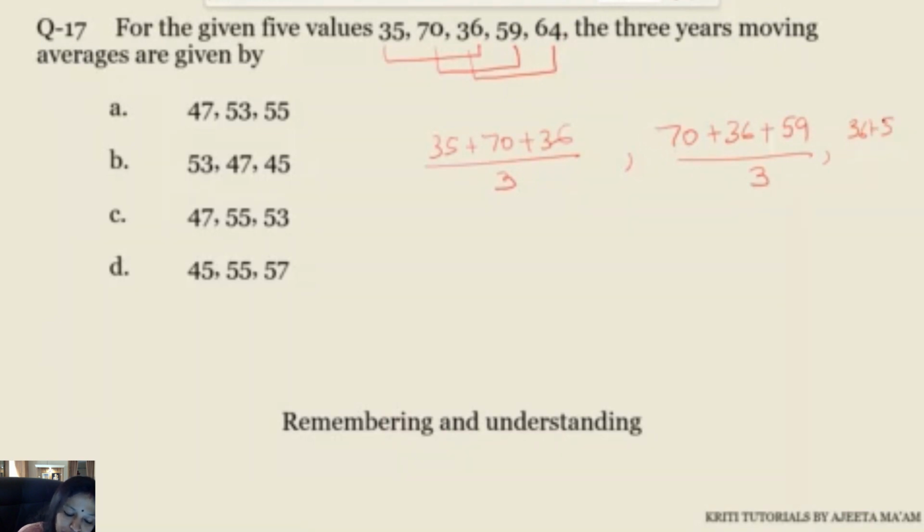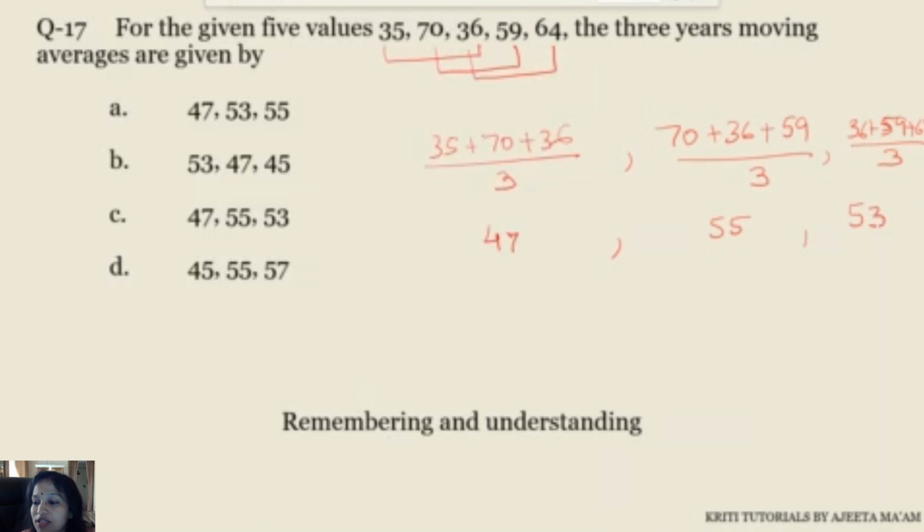59 and 64 and divided by 3. So this is what we have to do. 3-year moving average. So simply we have to take 3 years, then we have to divide it by 3. Now if we go with this, we get the answer as for the first one, the division will give you 47 and the other one, the division will give you what? 55 and for the next it will give you 53.